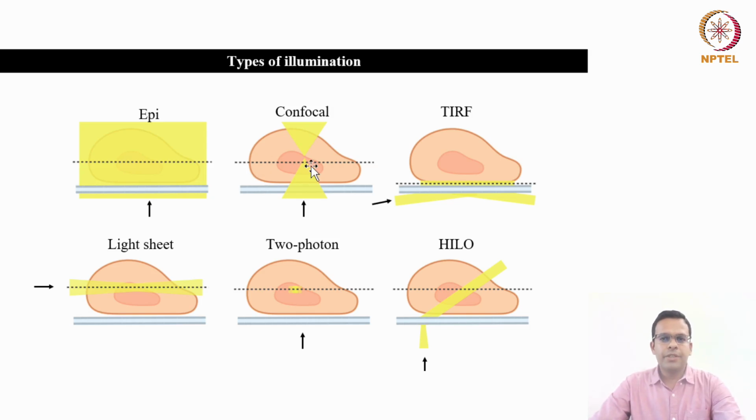So let us start with the first one, that is TIRF illumination. So we have a separate lecture on the confocal microscopy. So today we will not discuss more about confocal microscopy, but today we'll start from TIRF, HiLo illumination, light sheet, and two photon illumination. So let us start with the TIRF illumination.